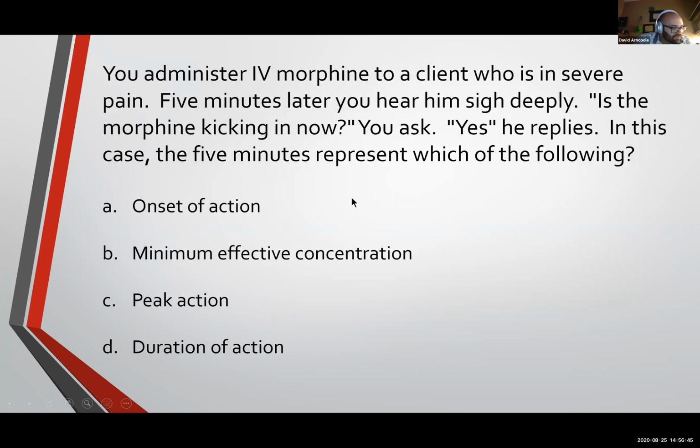One more. You administer IV morphine to a client who's in severe pain. 5 minutes later, you hear him sigh deeply. Is the morphine kicking in now, you ask? Yes, he replies. In this case, 5 minutes represents which of the following? Good, I'm seeing A's and C's. The moment he feels better is the onset of action. The moment the drug hits the peak of its action would be C, peak action. He starts feeling better. That means the drug's finally hit that onset of action.